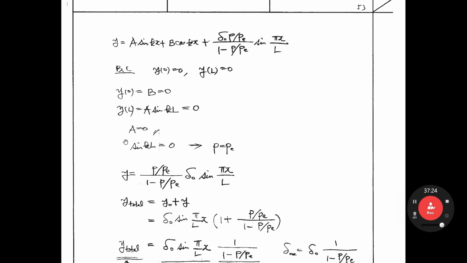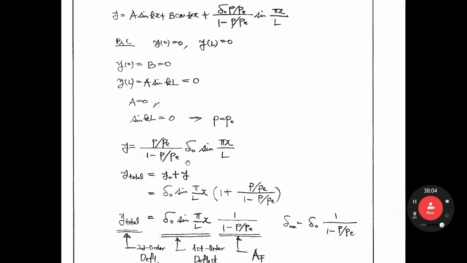Sine kL equals 0. From this equation, you can get P equal PE. So this is not the solution because this problem is low deflection analysis. P equal PE is the bifurcation solution. A must be 0, so this is 0, this is 0, B is 0. So the remaining one is this one. So y equals this, we get the solution like this.